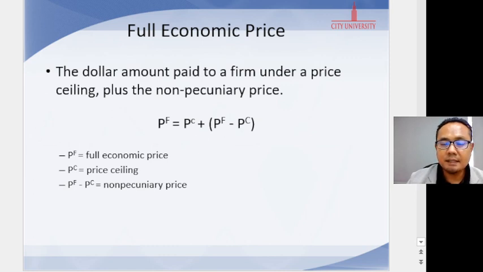Implicit again, I think in the first chapter I explained that implicit means something that you can't see clearly. The implicit amount paid by waiting in line is PF minus PC. The latter price is paid not in dollars but through opportunity cost, and thus is termed the non-pecuniary price.